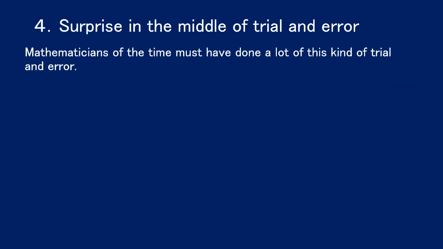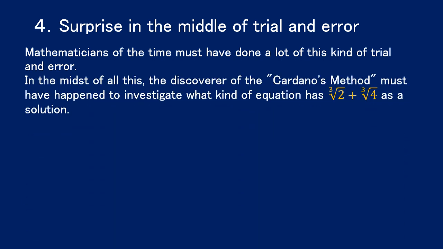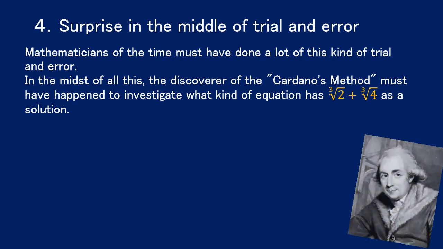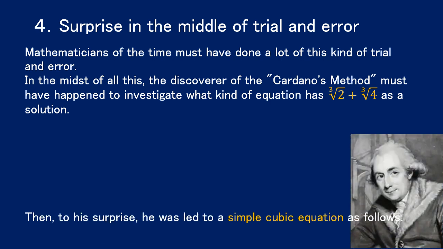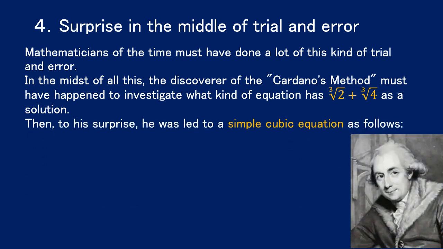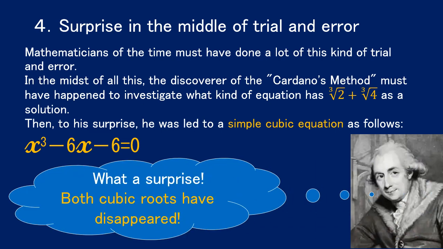Mathematicians of the time must have done a lot of this kind of trial and error. In the midst of all this, the discoverer of Cardano's method must have happened to investigate what kind of equation has the cube root of 2 plus the cube root of 4 as a solution. Then, to his surprise, he was led to a simple cubic equation as follows: x cubed minus 6x minus 6 equals 0. What a surprise! Both cube roots have disappeared.